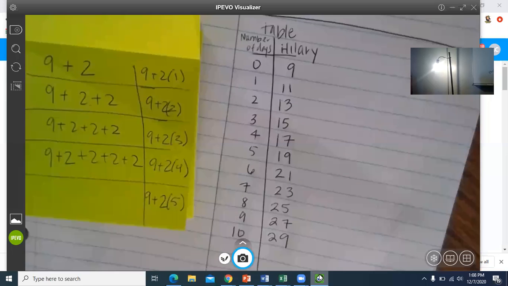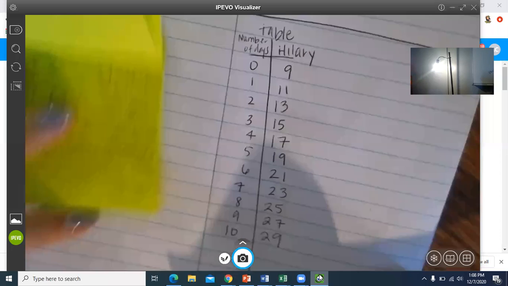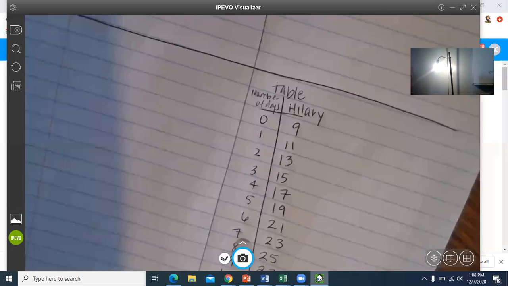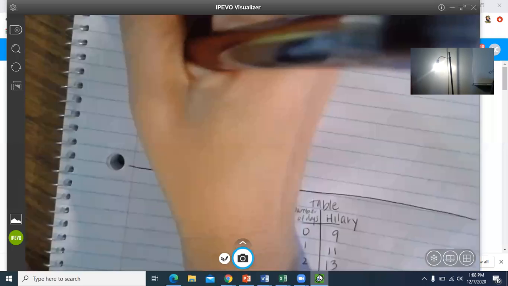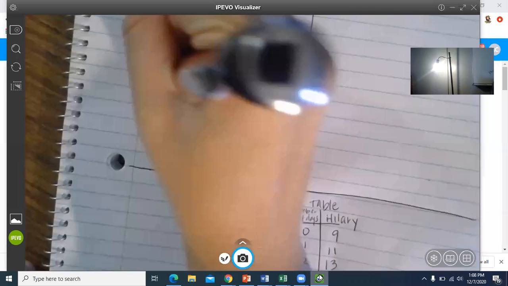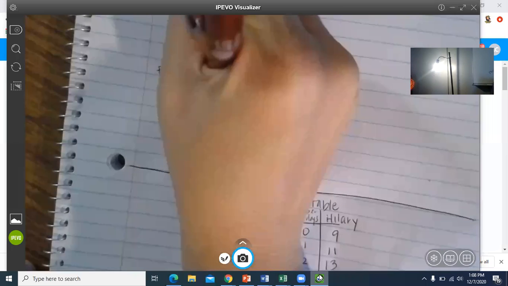Okay, so now we see how to make the table. Now we're looking for important parts, some patterns. Okay, so we've made the table. Now we're going to make the explanation. So how did we get the numbers? So for Hilary, we're going to write for Hilary at the top.